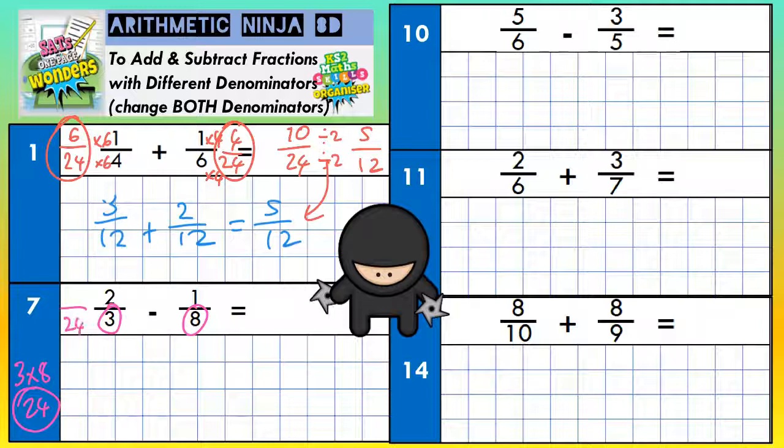So we'll turn both fractions into 24ths. To get from 3 to 24 is times 8. So 2 times 8 as well on the top is 16. So that one is 16 24ths. To get from 8 to 24 is times 3. So you must do exactly the same on the top. So 1 times 3 is 3. So that's 3 24ths. Now we've made some equivalent fractions.